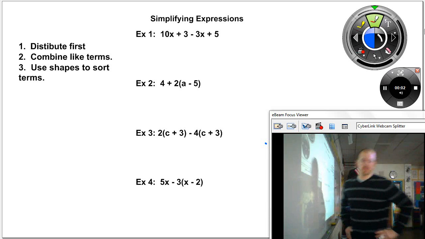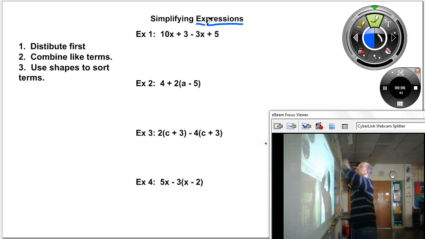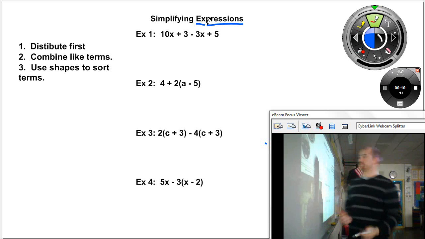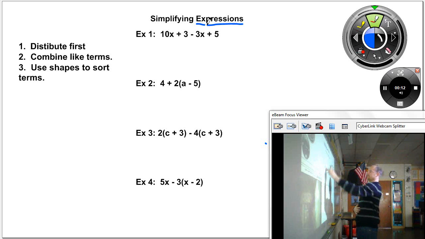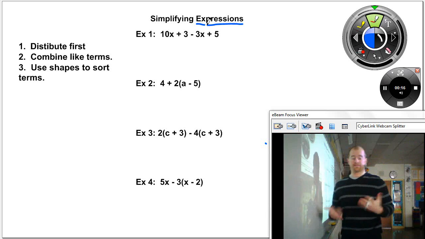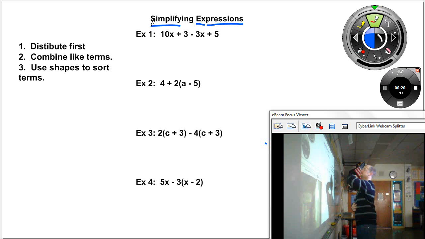Welcome. Today we're going to be simplifying expressions. Let's start with this word right here, expression. It's a mathematical sentence that contains no equal sign. Notice none of these have equal signs, so our answers are not going to equal a number. It's still going to be an expression. We're just going to make it look a little bit more simple.